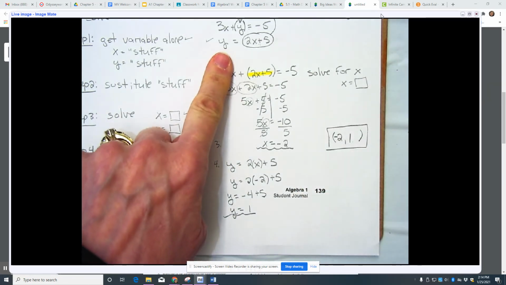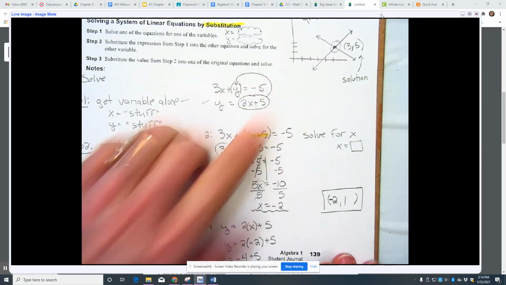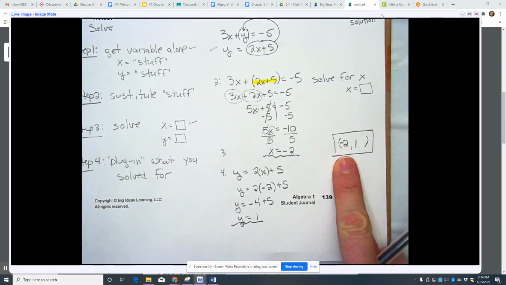If you went back and graphed these, like we did here, the point where they would intersect would be (-2, 1).